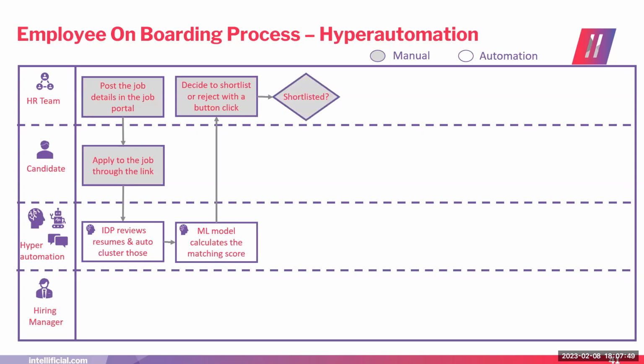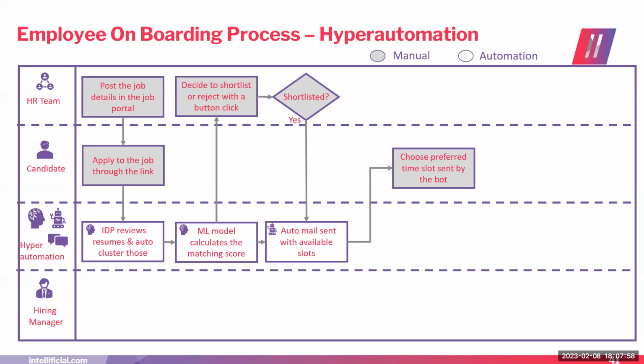And if the candidate is shortlisted, an email will be sent to the candidate asking for the available time slots based on the hiring manager's availability. The candidate can choose the preferred time slot sent by the bot. And if they're not responding to the email sent by the bot, it will auto follow up by sending them an email, SMS, and even make a phone call about the interview email.